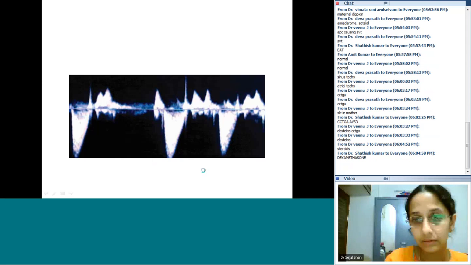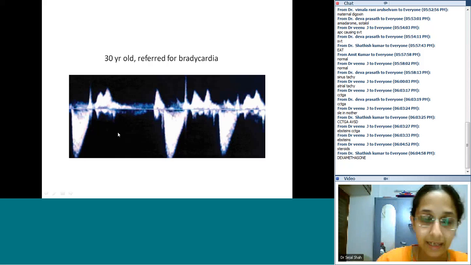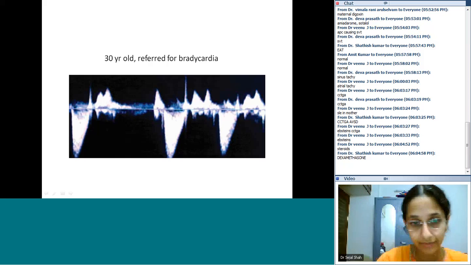Now, this is again a 30-year-old referred for bradycardia. So the heart rates are on the lesser side, and this is the inflow, this is the outflow, this is the ventricular activity, and this is the atrial activity. Because we don't have the heart rates here, it gets difficult, but this is the point when the heart rate has dropped.